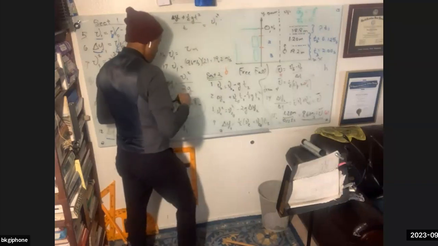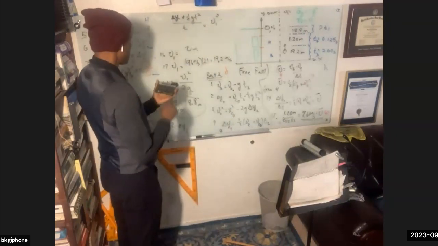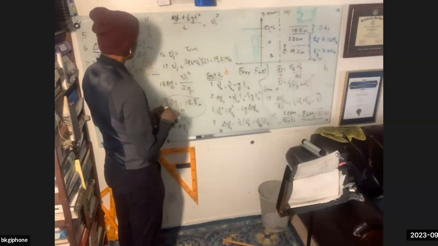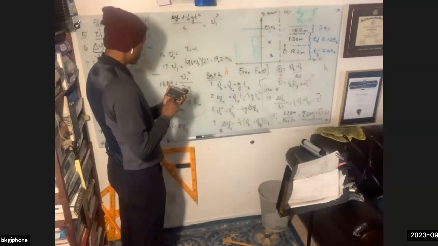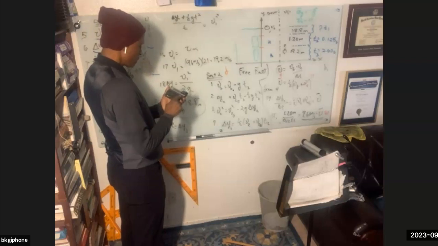So that's what you're saying you did. So delta y is 1.2 and t is 0.125. Okay, so 1.2.